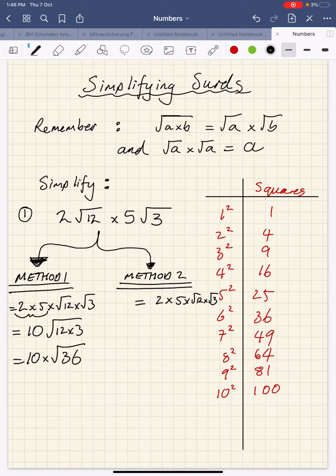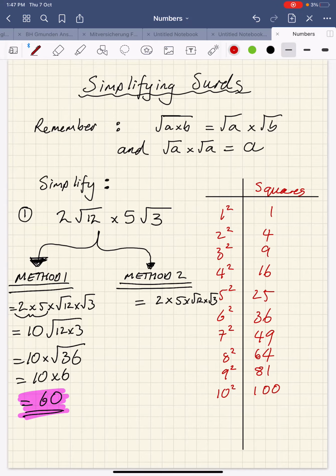And you can see that root 36 works out nicely. So 6 squared is 36, root 36 is 6. So this is 10 times 6, and that's 60. Okay, that's the finished answer there. Just highlight it at the end.